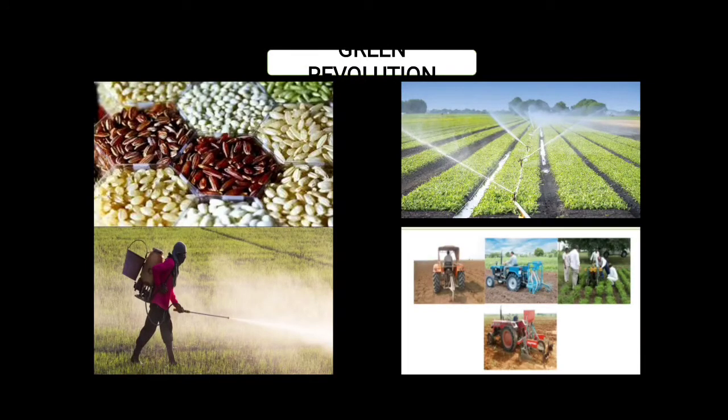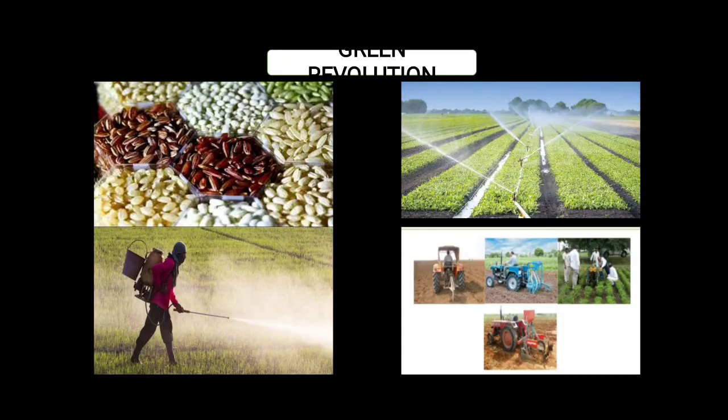But with due course of time, the Green Revolution was introduced in India. This Green Revolution played a very important role because it introduced HYV seeds. That was a reformation which took place in the Indian agricultural system. So what are these HYV seeds?